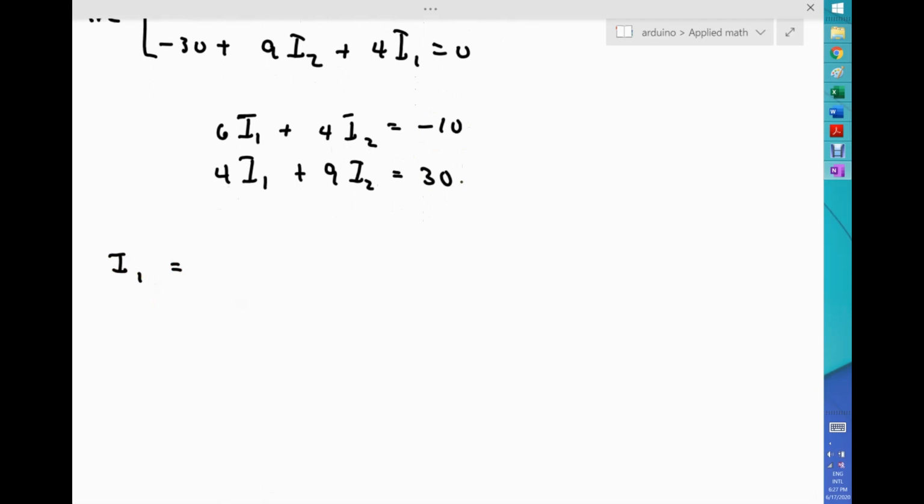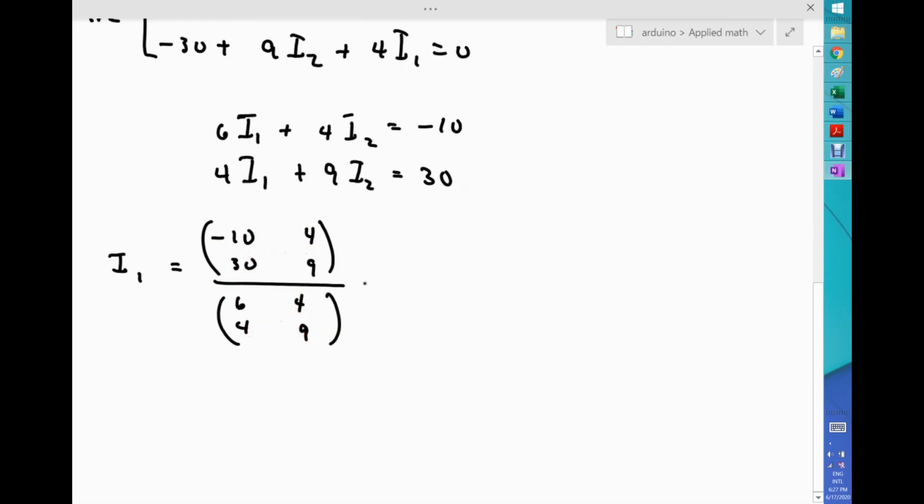I'm going to be using a matrix, basically. It's going to look like this: minus 10, 30, 4, and 9, divided by the determinant. And these are basically the determinants that I need to calculate here, and that will be 6, 4, and 4, and 9. So let's put a D here, and a D here. That's the determinant of this and the determinant of that.